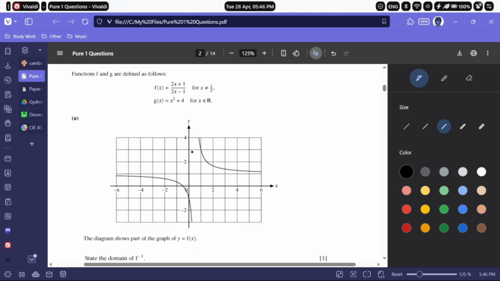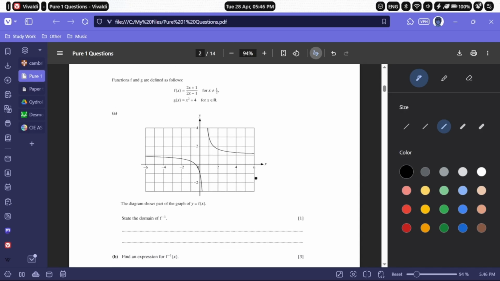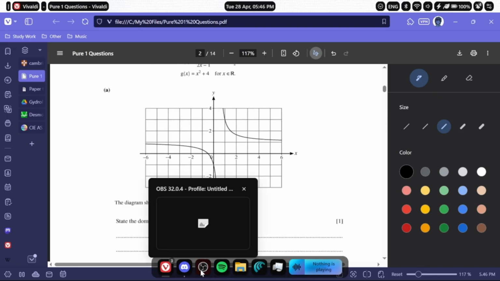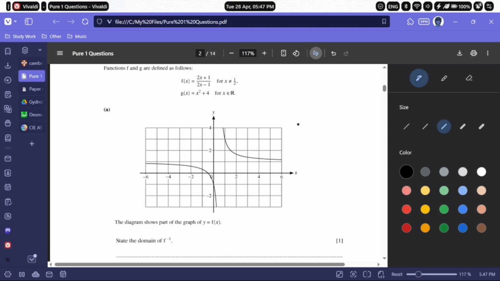So, you're given functions g and f. You can take your time to read. So f of x is this, g of x is that, and g of x is a quadratic. Now they have given you the function for f of x. Now you have to state the domain for the inverse function. That would just be the range for this f of x function.